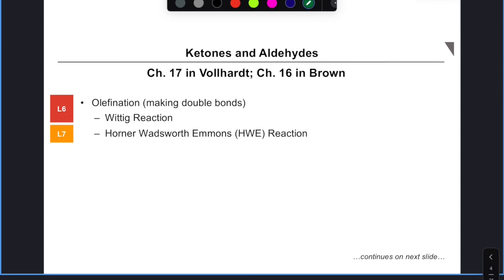Now we've done oxygen as a nucleophile with ketones and aldehydes. Nitrogen as a nucleophile with ketones and aldehydes. Olefination is just carbon as a nucleophile to ketones and aldehydes. So instead of carbon double oxygen, carbon double nitrogen, now we're doing carbon double carbon as the bond formations. So this is where we introduce the Wittig reaction and HWE reaction.